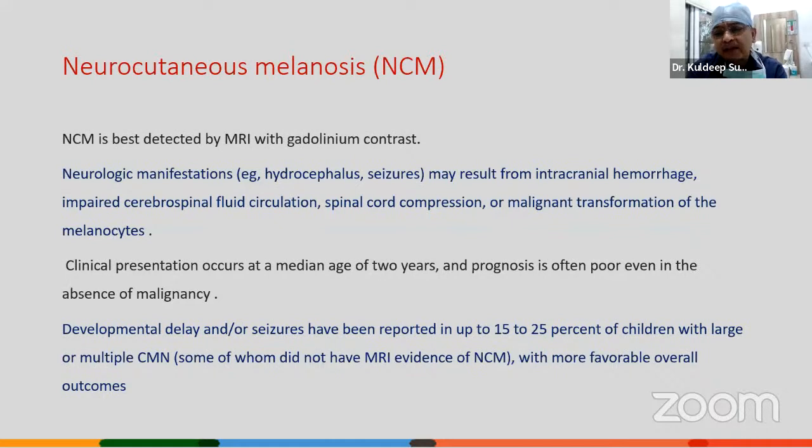How do we do it? We get an MRI done. So if you see one of my slides, I said we have to get an MRI done. Maybe between 3 months to 6 months is the best time to get the first MRI done, and we can have problems related to both the leptomeninges, number one, and the cerebrum itself, and they can end up leading to intracranial hemorrhage, impaired cerebrospinal fluid circulation, spinal cord compression, and malignant transformation of the melanocytes inside the central nervous system. They have the poorest prognosis.